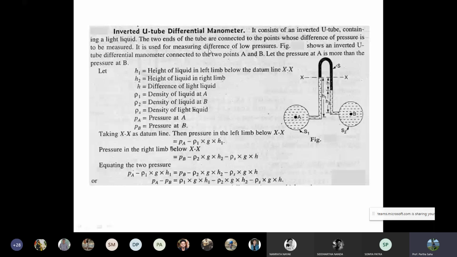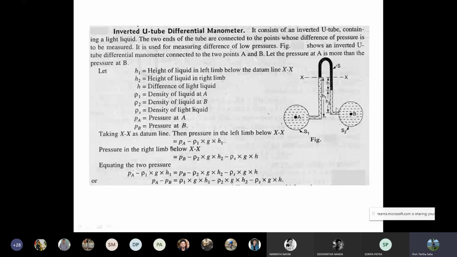The two ends of the tube are connected to the points whose difference of pressure is to be measured. It is used for measuring difference of low pressure. The figure shows an inverted U-tube differential manometer connected to points A and B. Let the pressure at A be more than pressure at B. So liquid is going to rise if the pressure is more, and then liquid is going to fall in the right column, that is B.